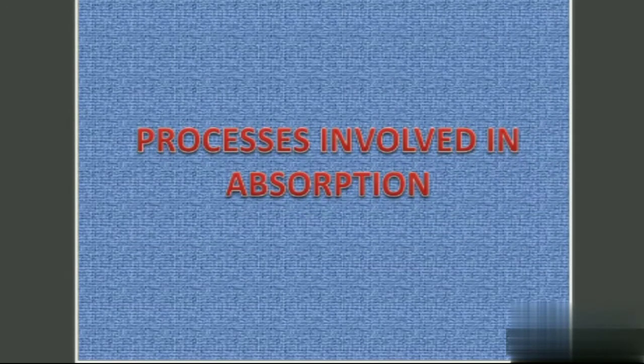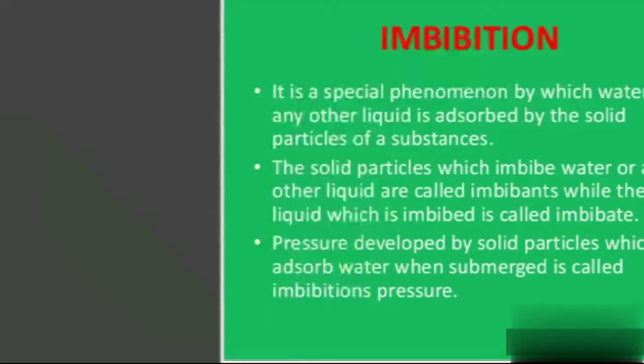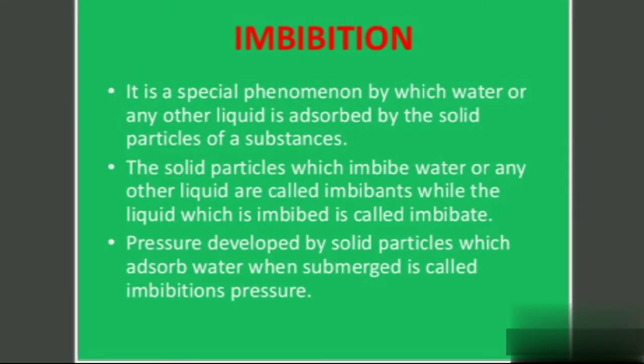What are the processes involved in absorption, students? The first process is imbibition. Now what is imbibition? It is a special phenomenon by which water or any other liquid is adsorbed. They are not talking about absorption. It is adsorbed. Adsorbed means absorption only on the surface.